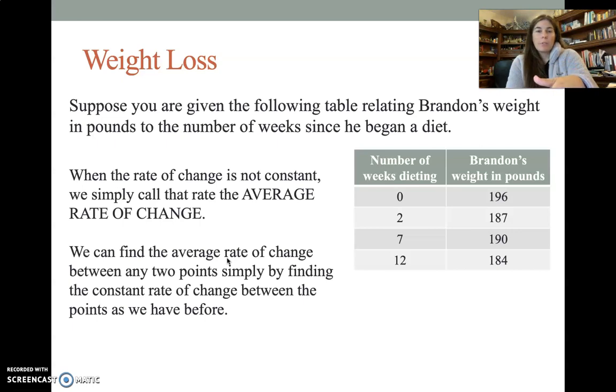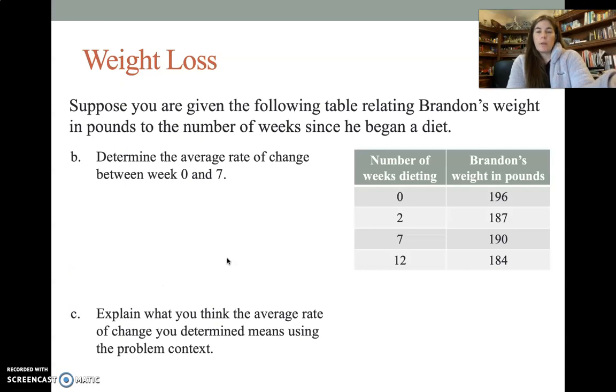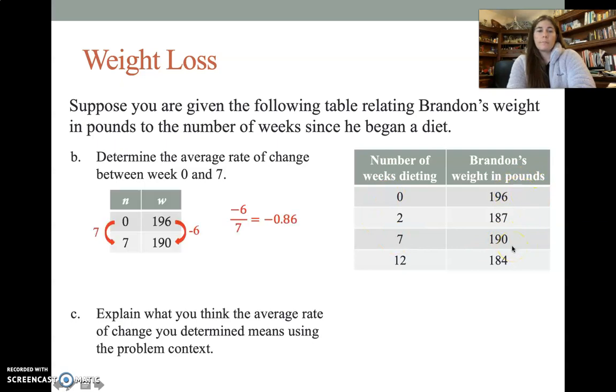So we can find the average rate of change between any 2 points, simply just by finding the way we would find constant rate of change, right? The change in output over change in input. So let's do that for this one. It says determine the average rate of change between week 0 and 7. Here's week 0, here's week 7. Essentially what I need to do is I just ignore the other information, and I find the change in input is 7. I find the change in output is -6. All right, I can make my own little table if I'm getting distracted, but I can do this. So I get -6 over 7, which is -0.86.